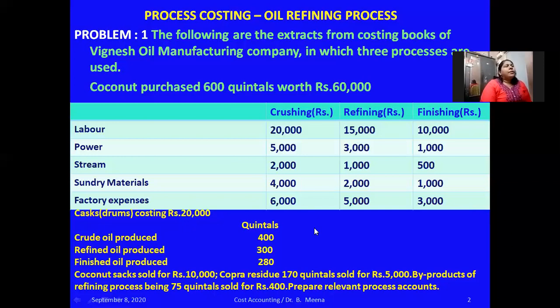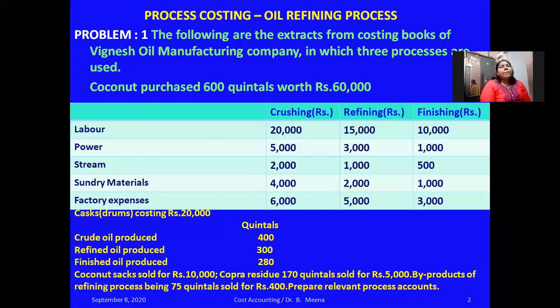Okay, and we have other information in this problem. That is, what is the output of each process? The processes in this problem are crushing, refining, and finishing. Under the crushing process, what was the output given? 400. Under the refining process, what was the output given? 300. Under the finishing process, what was the output given? 280.